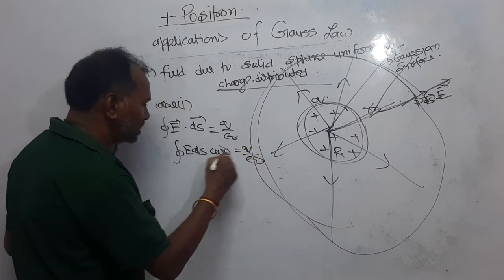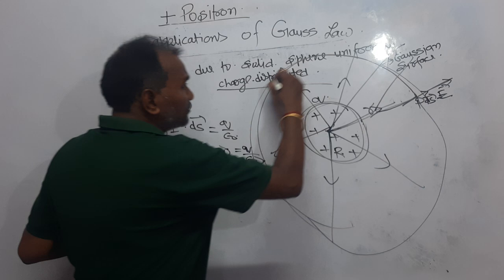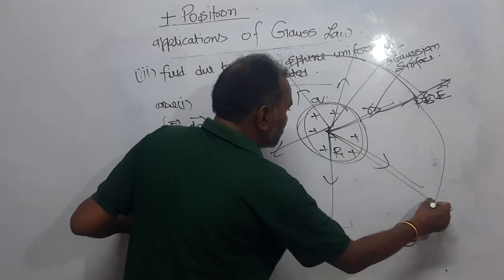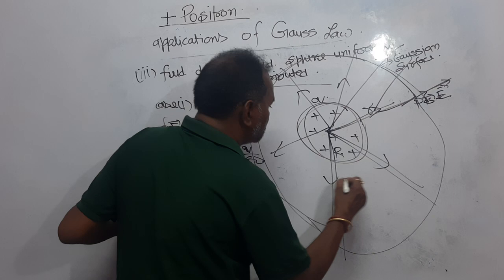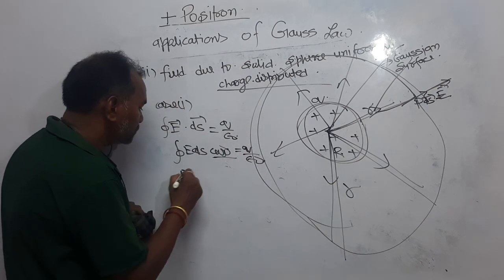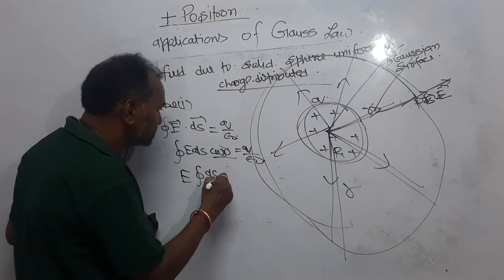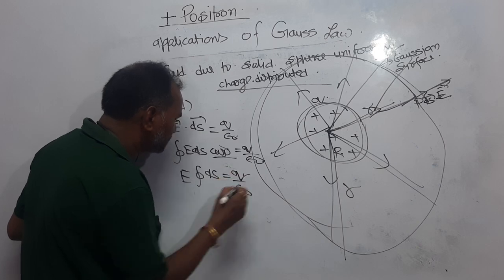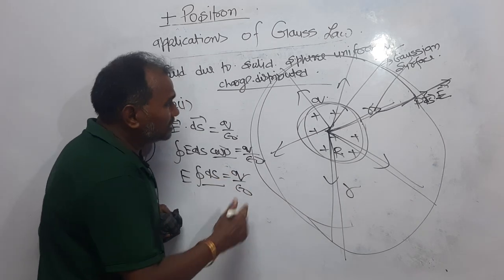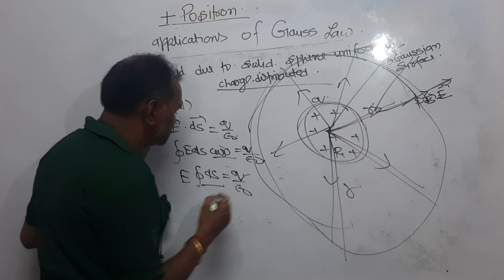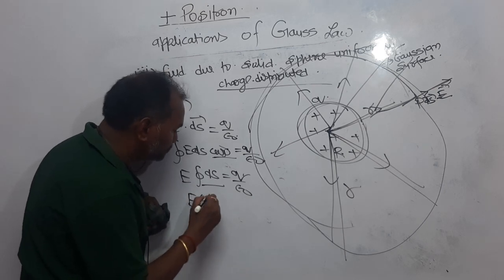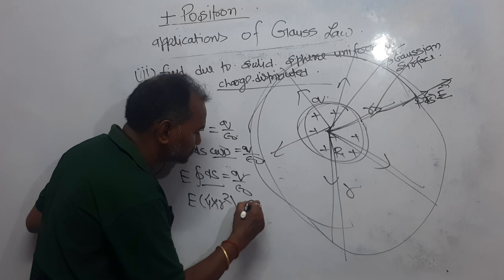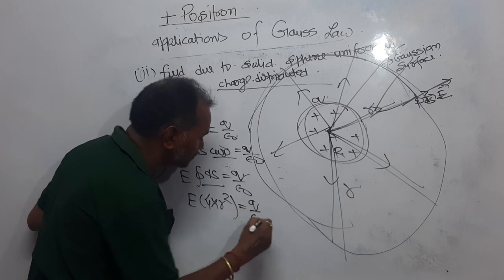Now, dear student, cos 0 is 1. E is a constant at each point of the surface because every point of the surface is at the same distance. So, E taken out, integral ds, that is equal to Q upon epsilon naught. Now, ds is what? The surface area of this Gaussian surface, that works out to be 4 pi r square, where the radius of the Gaussian surface is r. That is Q upon epsilon naught.